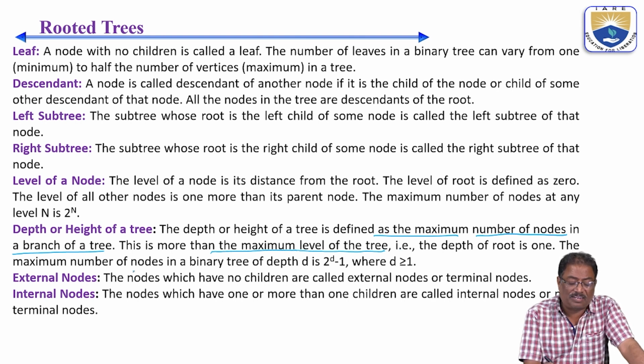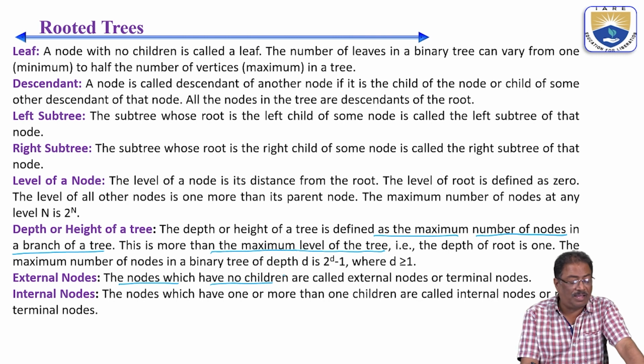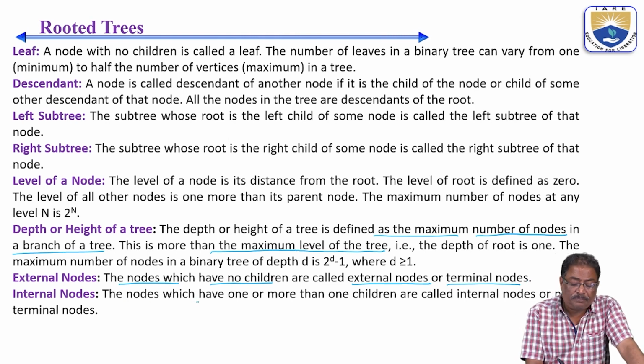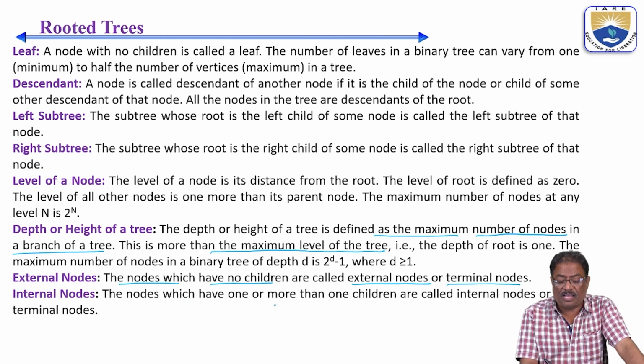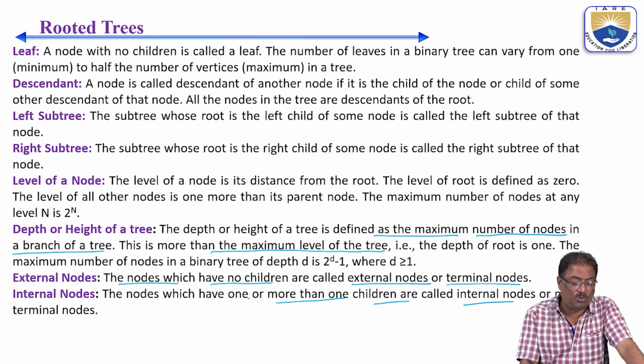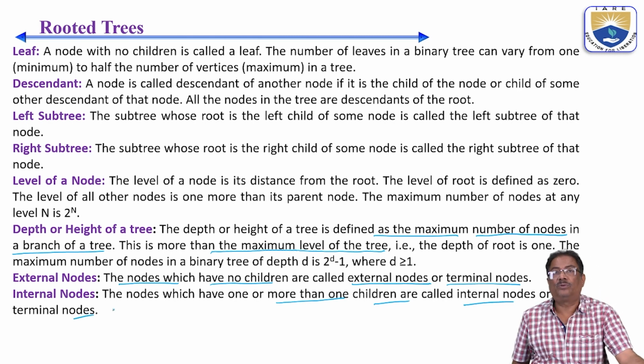Now, what are external nodes? The nodes which have no children are called external nodes or terminal nodes. And internal nodes: the nodes which have one or more children are called internal nodes or non-terminal nodes. So these are some of the basic terminologies of rooted trees.